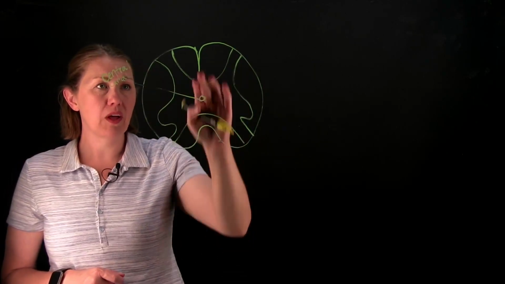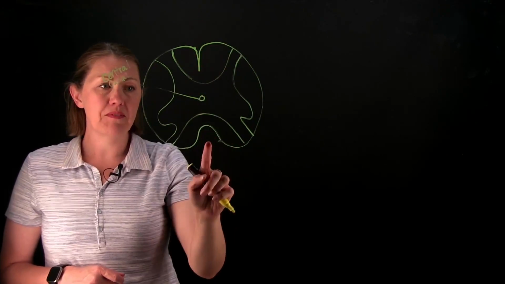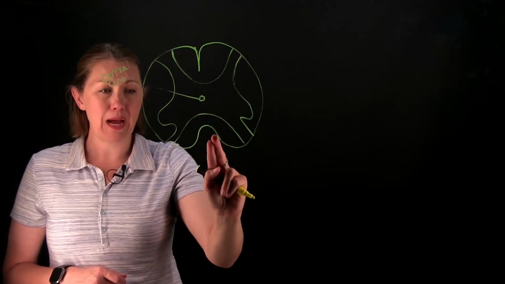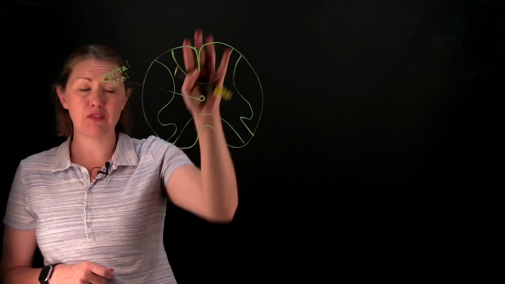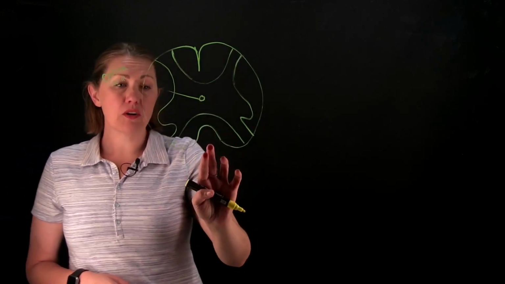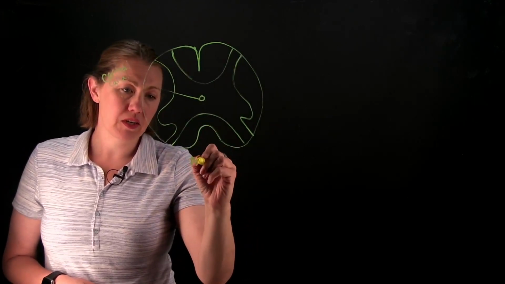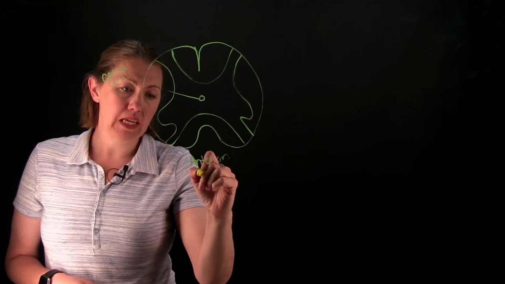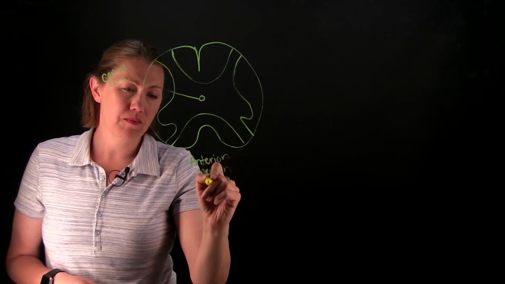And then along the midline, we have some indentations. It's got a bigger gap in the front. It's one of the ways you can tell if you're looking at the front versus the back of a spinal cord. So here it's wider. So we have an anterior, and it's on the midline, so median, fissure.